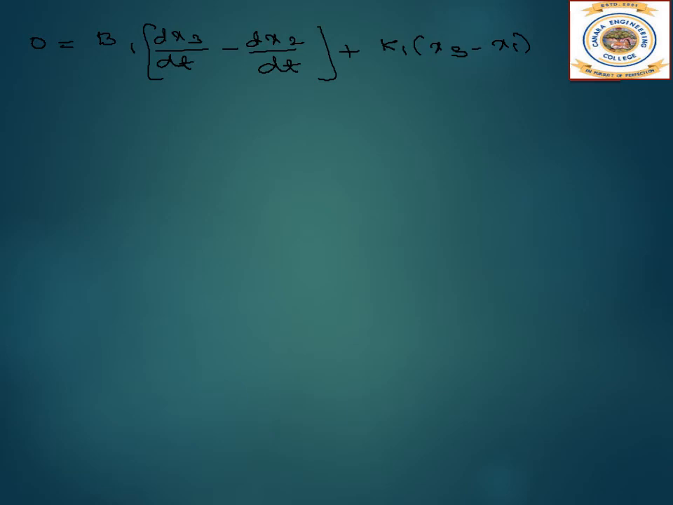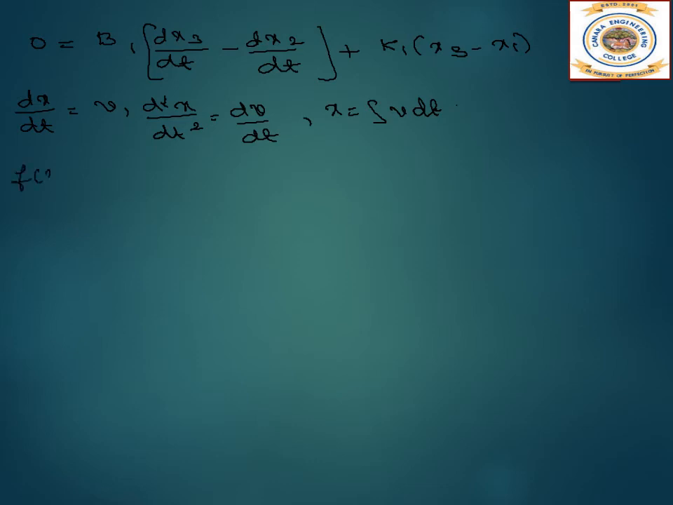This is equation 3. Now let us substitute for the velocities. dx by dt is equal to v, d square x by dt square is equal to dv by dt, and x is equal to integral v dt. So now let us substitute in all the three equations. After substitution, what do we get?